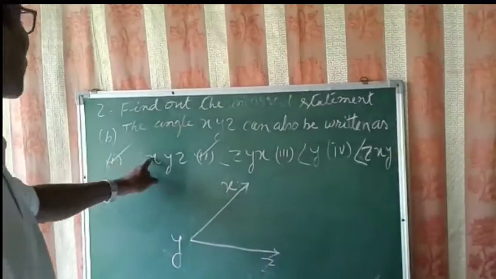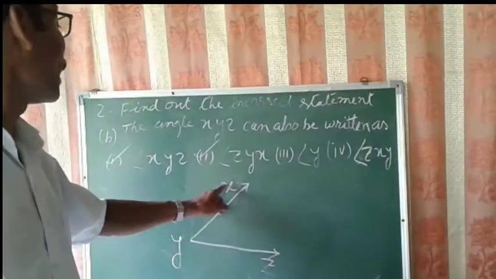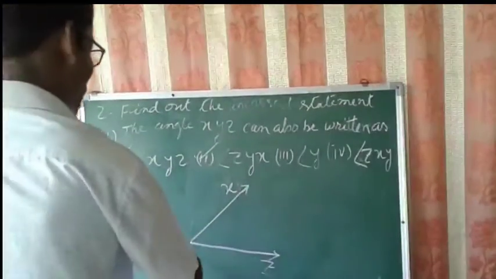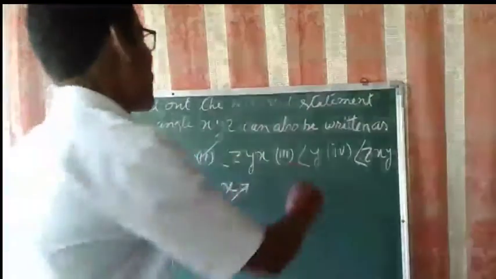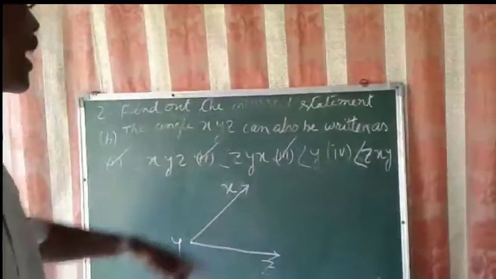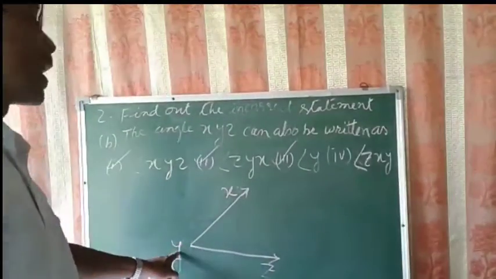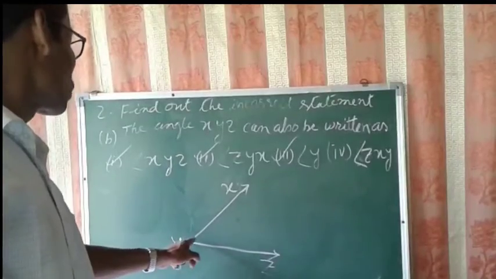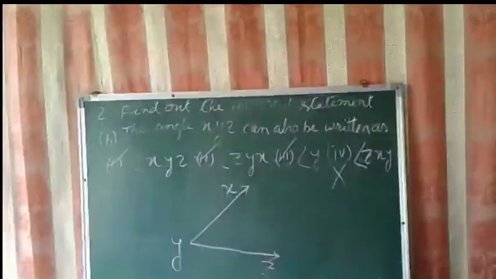So angle XYZ is the correct statement. Angle ZYX is also correct, or sometimes it is known by a single letter, angle Y. This angle is known as angle Y. Therefore, this statement is also correct. Angle ZXY, but the angle has its vertex at Y, therefore this statement is incorrect.